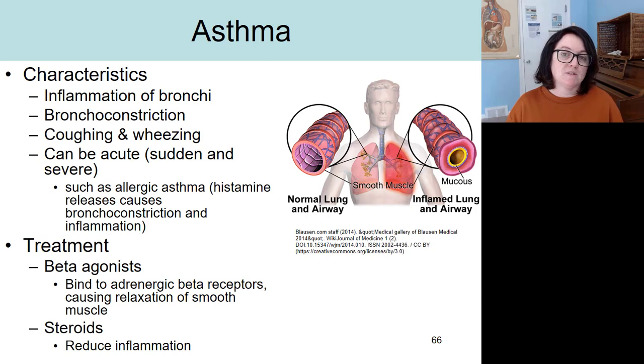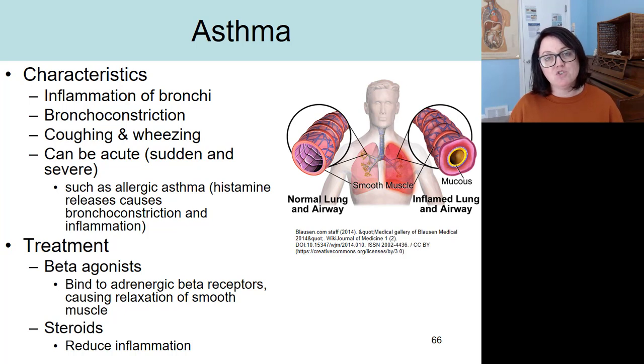We've talked about asthma in some of our other videos in the respiratory system section. Some of the characteristics of asthma include inflammation of bronchi. When we talk about inflammation of the bronchi, we have swelling that's occurring, and we have extra mast cells, and we have extra mucus. Another characteristic of asthma is bronchoconstriction.